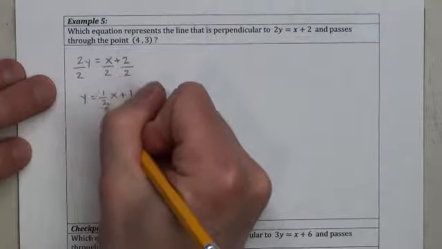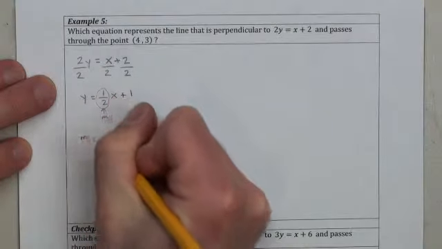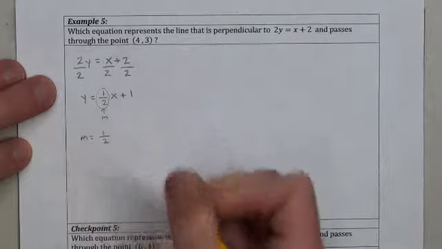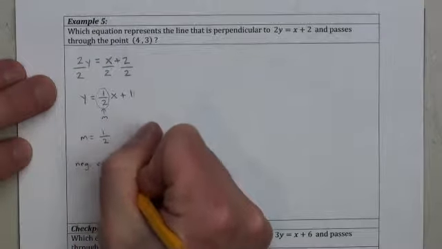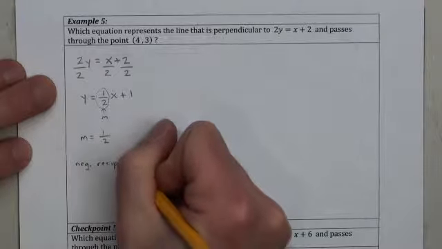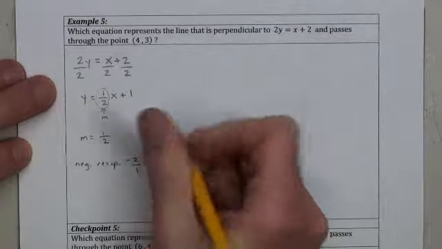Now I can identify my slope, right? So let's write it down. m equals 1/2. It's already a fraction. So now I do the negative reciprocal, which is going to be negative 2 over 1, which is just negative 2.